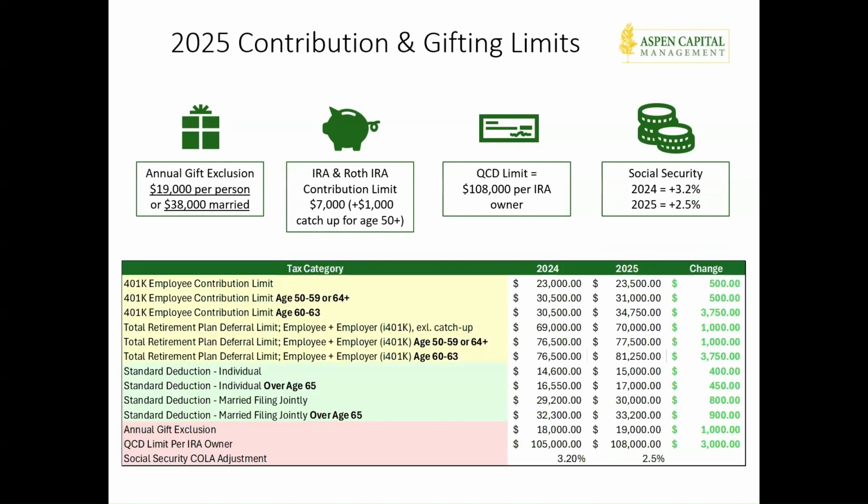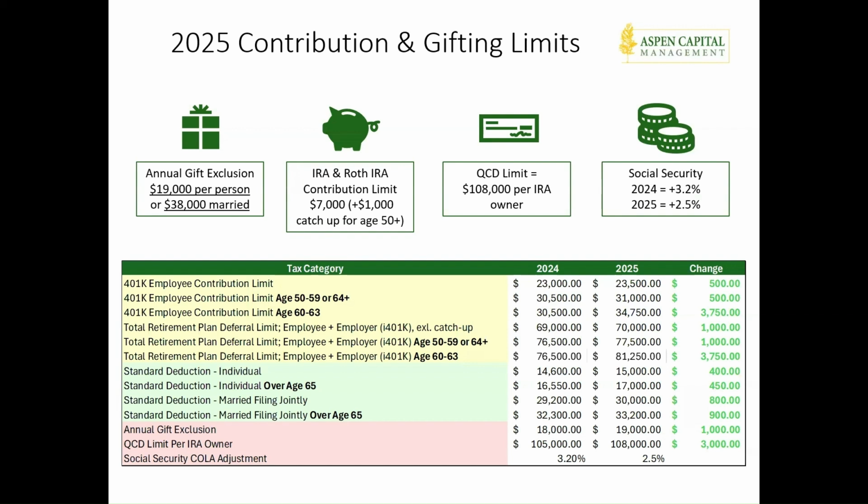Lastly, the employee contribution for 401k plans increased from $23,000 to $23,500 for those under age 50. Catch-up contributions for individuals aged 50 to 59 and older than 64 is now $7,500. That allows you to contribute up to $31,000 if you are aged 50 through 59 and 64 plus.